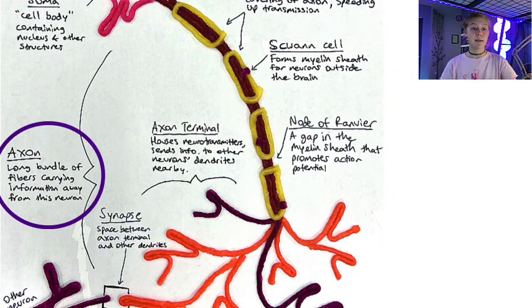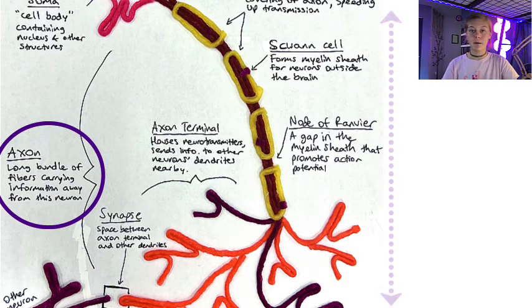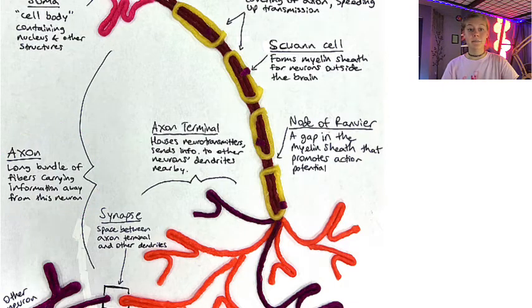So then this big part, the axon, it's that whole length. It's like that big long part, and so it's a long bundle of fibers that carry information away from this neuron. So information is passed along the axon, and so this is obviously a pretty important part, just like all the others, and it's really important.